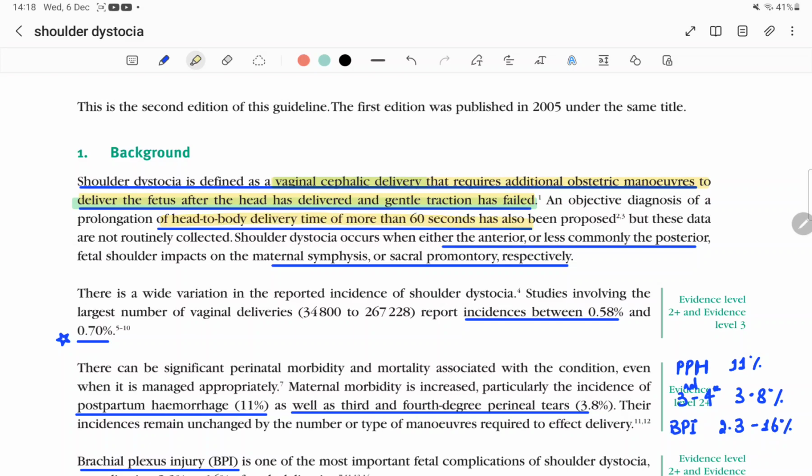Girls, please bear with me. I have a severe throat infection. So if there is some disturbance in the voice, then please bear with me.